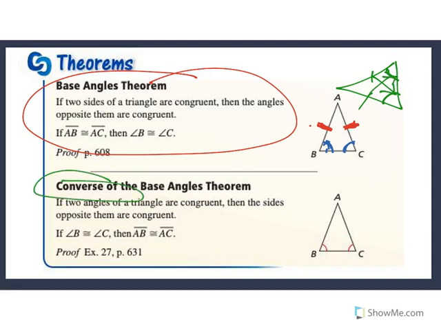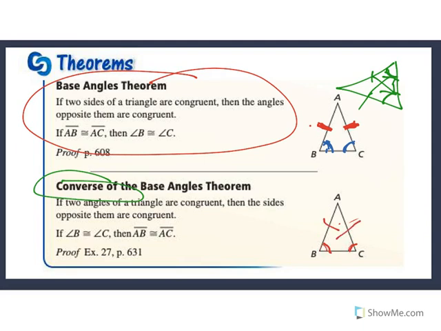And then the converse of that is true as well. If you have two angles, such as B and C there, that are congruent, then you know that the opposite sides are congruent. So AB would be congruent to AC. Let me erase some of my scribbles there. Do that again. So if the two base angles are congruent, then the two sides are congruent.